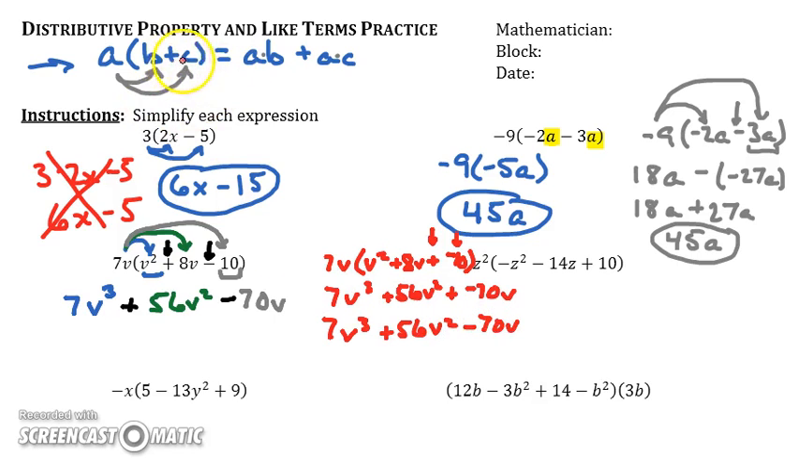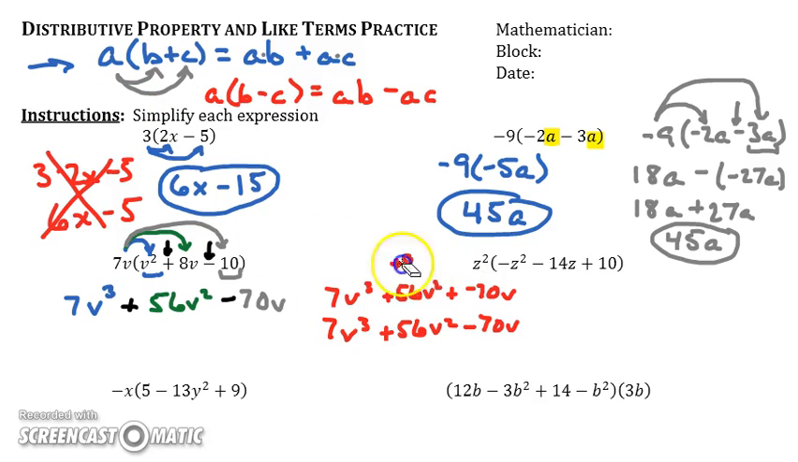So even though I have addition written up here, the same thing extends to subtraction. I could also write this: a times the quantity b minus c is equal to a times b minus a times c. And that will always be true as well.